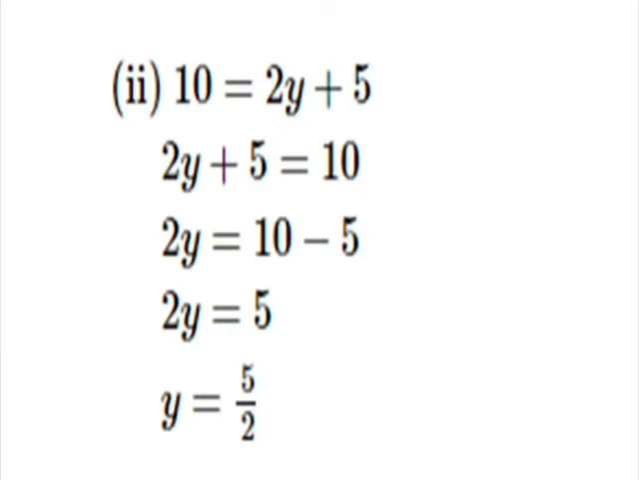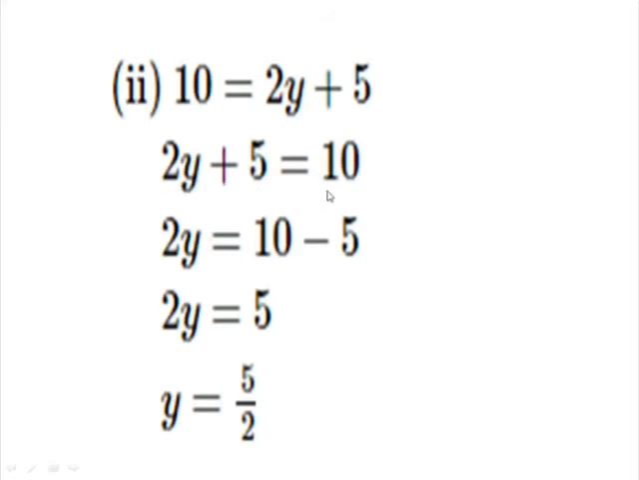Now second example. 10 is equal to 2y plus 5. Here again we have to solve this equation, that is, we have to find the value of y. As we have to find the value of y, we will just interchange left hand side and right hand side. We will bring the variable part in left hand side and all the constants in right hand side. Now in this step, 2y plus 5 is written in left hand side and the 10 is written in right hand side. Now as you have to find the value of y, we will bring all the numbers on the other side of equal to sign.